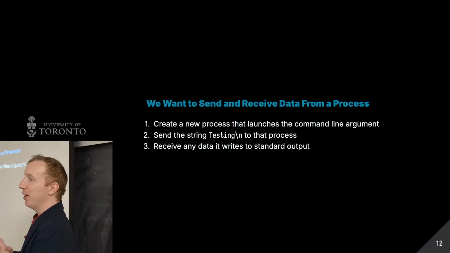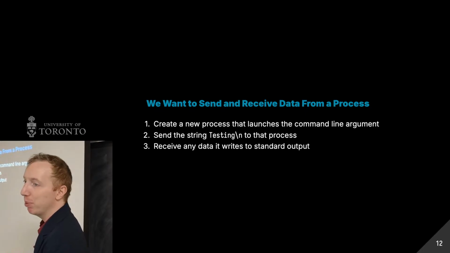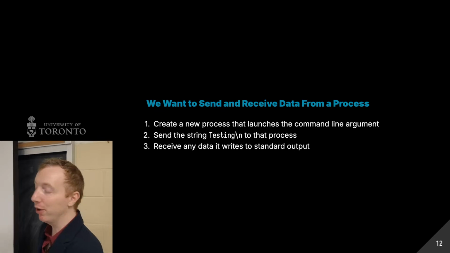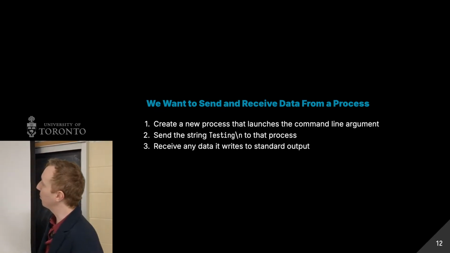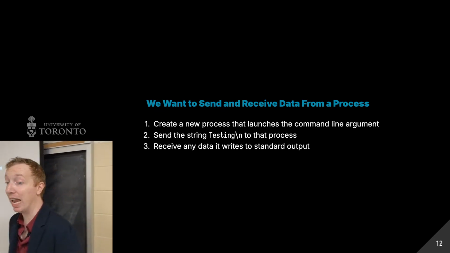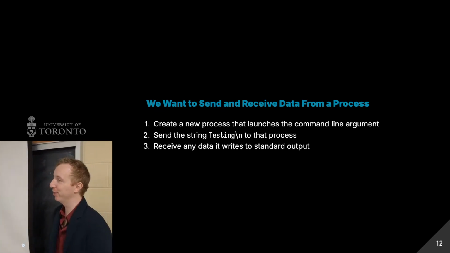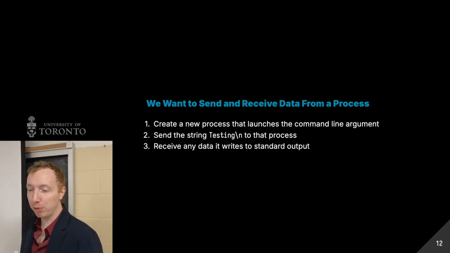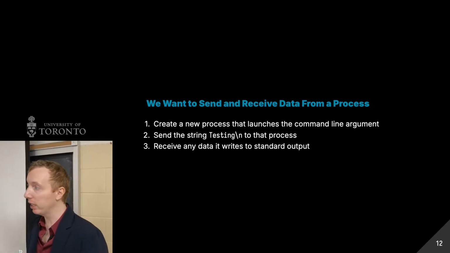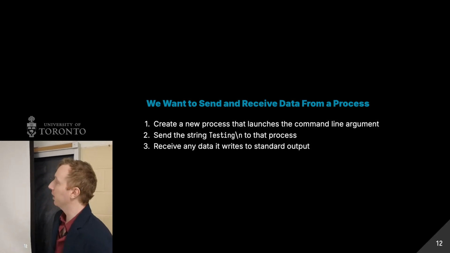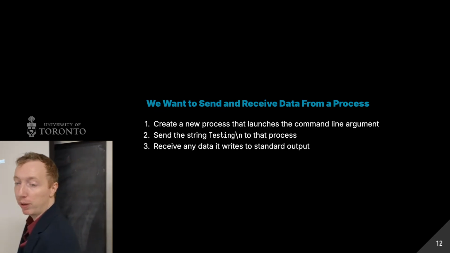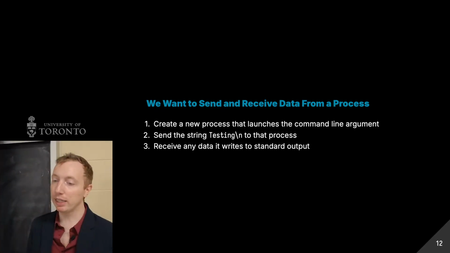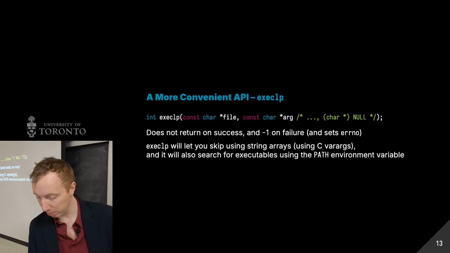Alrighty, let's do something way more complicated. So if one pipe is fun, 2 pipes is more fun. So we're going to do something much more complicated where we send and receive data from a process. Our goals: we're going to create a new process that launches the command line argument that we type. Then we are going to send the string "testing" with a newline to that process, and then receive any data it writes to standard output.